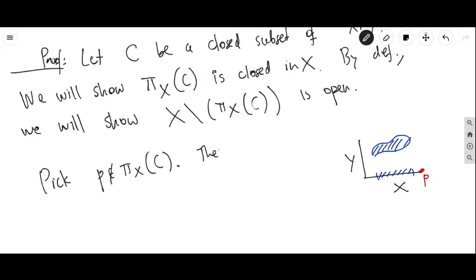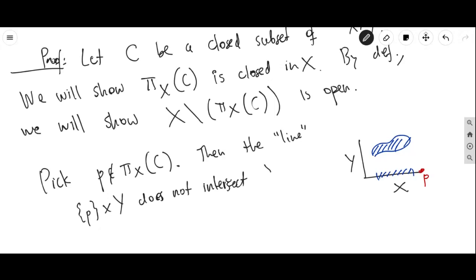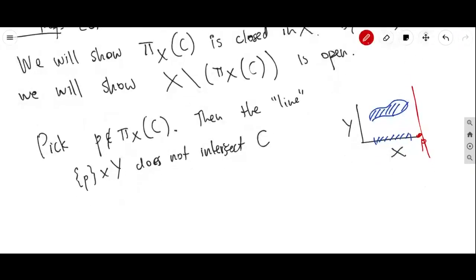Okay, so then we do a very similar kind of trick. We look at the line, so the singleton set P times Y does not intersect C. Right, you draw this line, you can see the line does not intersect this set. Okay, now here's the thing.